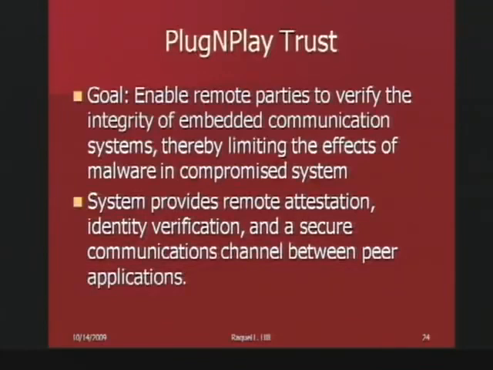Okay. So with plug and play trust, the goal is to enable remote parties to verify the integrity of embedded communication systems, thereby limiting the effects of malware in a compromised system. So we just want to limit what malware can do. We may not be able to detect it early enough that there aren't some vulnerabilities to compromise, but if we can detect it, at least we can identify that this particular machine has a problem, and you can deploy someone to go and address it, you can shut down the system, you can ignore requests from that system, and those are the kinds of things you want to do to be able to limit it. Okay, this system is compromised, but our entire system won't be compromised.